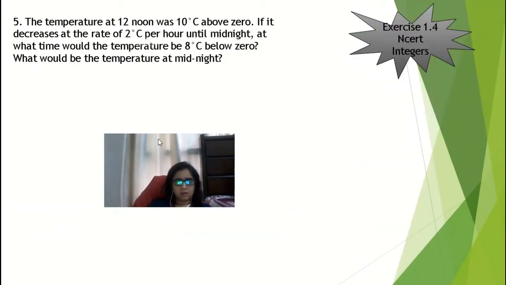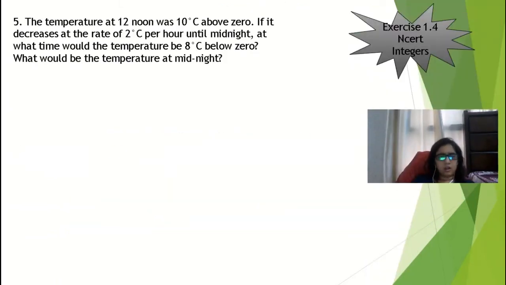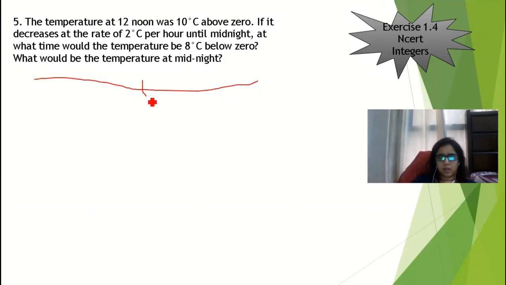So our next question is the fifth question. They have given: the temperature at 12 noon was 10 degrees Celsius above 0. In order to solve this question, I want to say something. If you see the number line of the integers chapter, I have told you in the previous video also, here it is 0, and on the right hand side we will move like 1, 2, 3 up to infinity, and on the left hand side we will write minus 1, minus 2, minus 3 up to infinity.